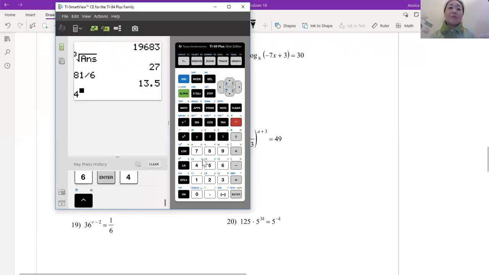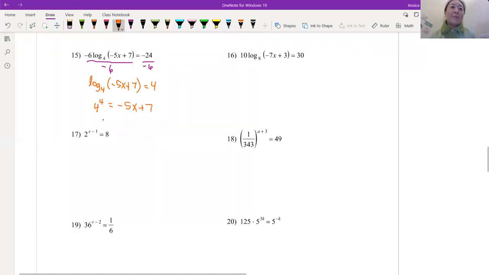Let's find out. 4 to the 4th power. Yeah, there we go, 256. Happy days. So I'm going to write it here. So 256 is equal to negative 5x plus 7. Now, back to Algebra 1 stuff. Yay. Subtract 7 on both sides. And so you would get 249 is equal to negative 5x. And we're going to divide both sides by negative 5.